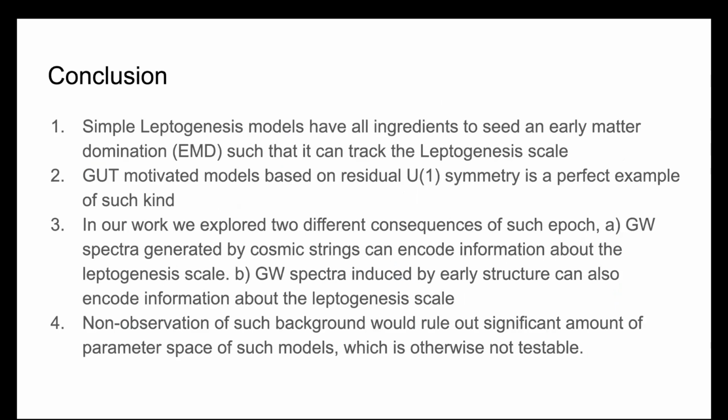Okay, so this would be my conclusion: simple models of leptogenesis have all the ingredients to produce early matter domination, and whenever you have early matter domination, if you have a gravitational wave source, that will leave a very distinct imprint on the spectrum. And GUT-motivated models have a nice U(1) symmetry. You can study strings and all these things. In this work, I tried to explain that in a simple model of leptogenesis you can have this early matter domination, and I discussed two spectra, strings and early structures. And of course, non-observation of such a background would rule out a significant amount of parameter space which was not touched at all.